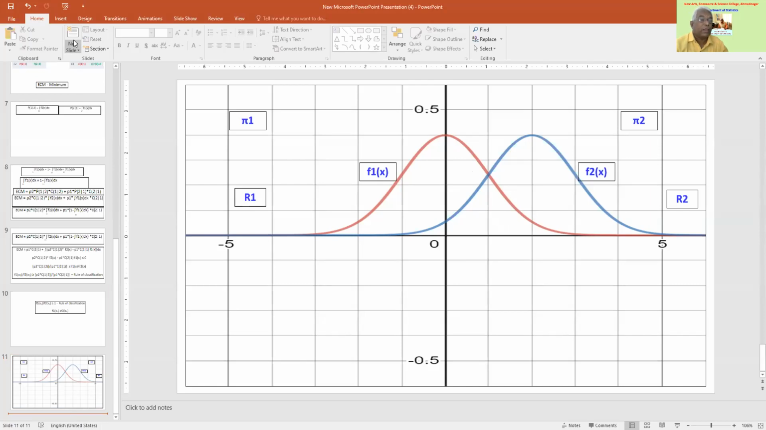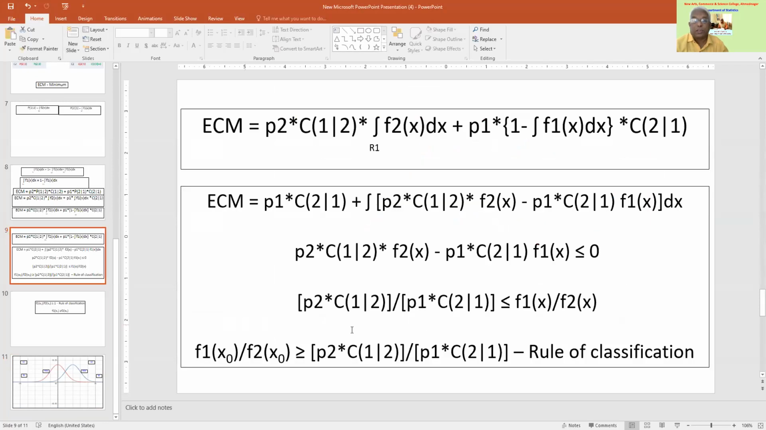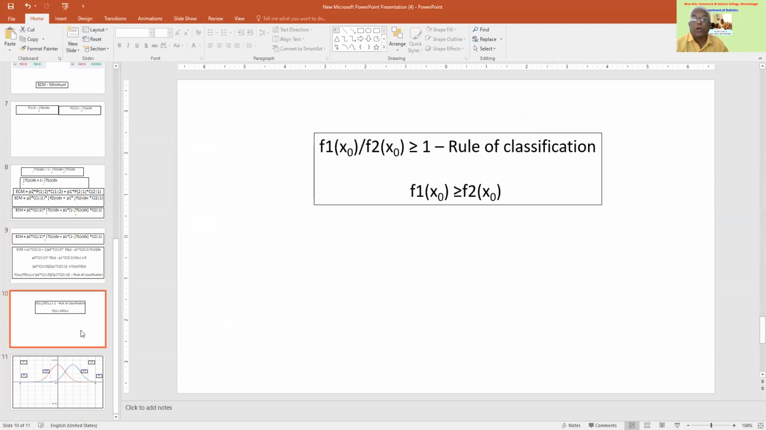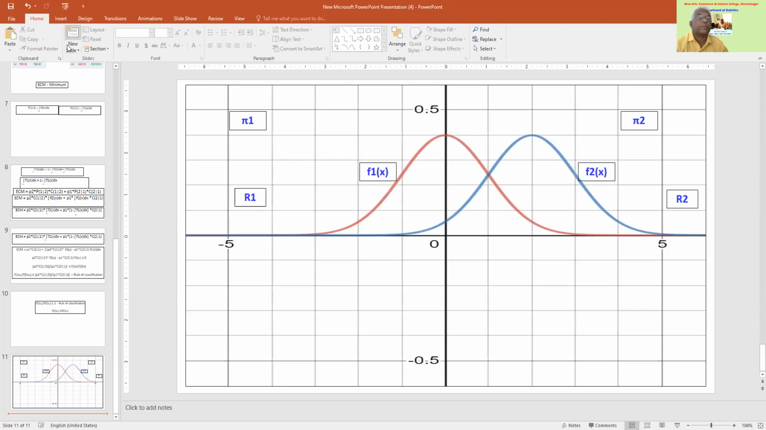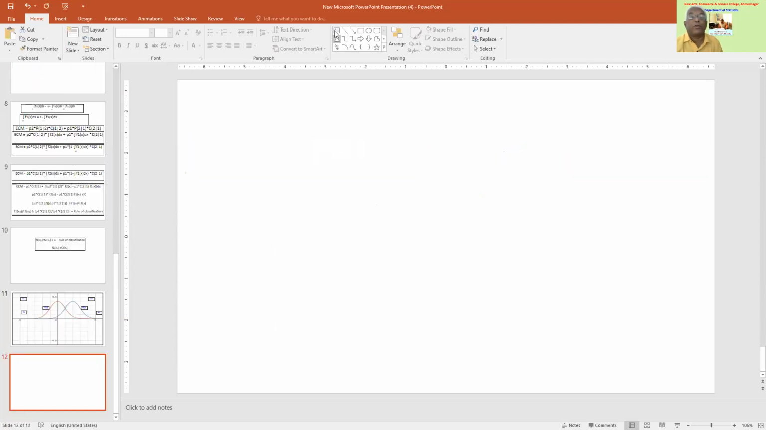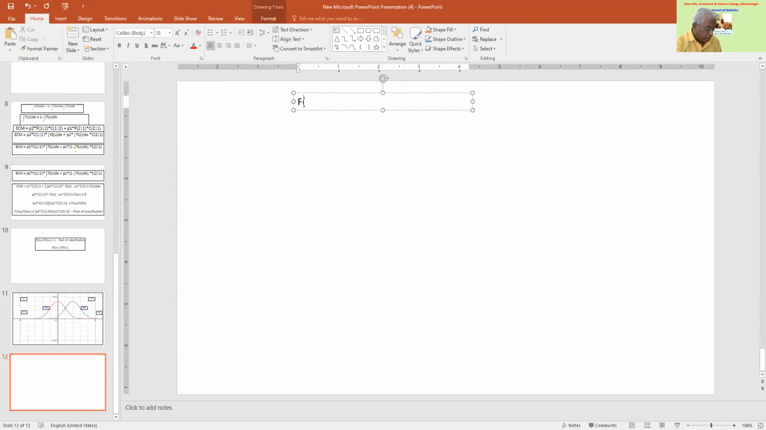Now, while deriving this mathematically, we know that this is the rule we have: f1(x) upon f2(x) greater than or equal to 1. So we'll start with this. Let me write first of all f1(x), let me write f2(x), and then we'll start. f1(x), what is it?